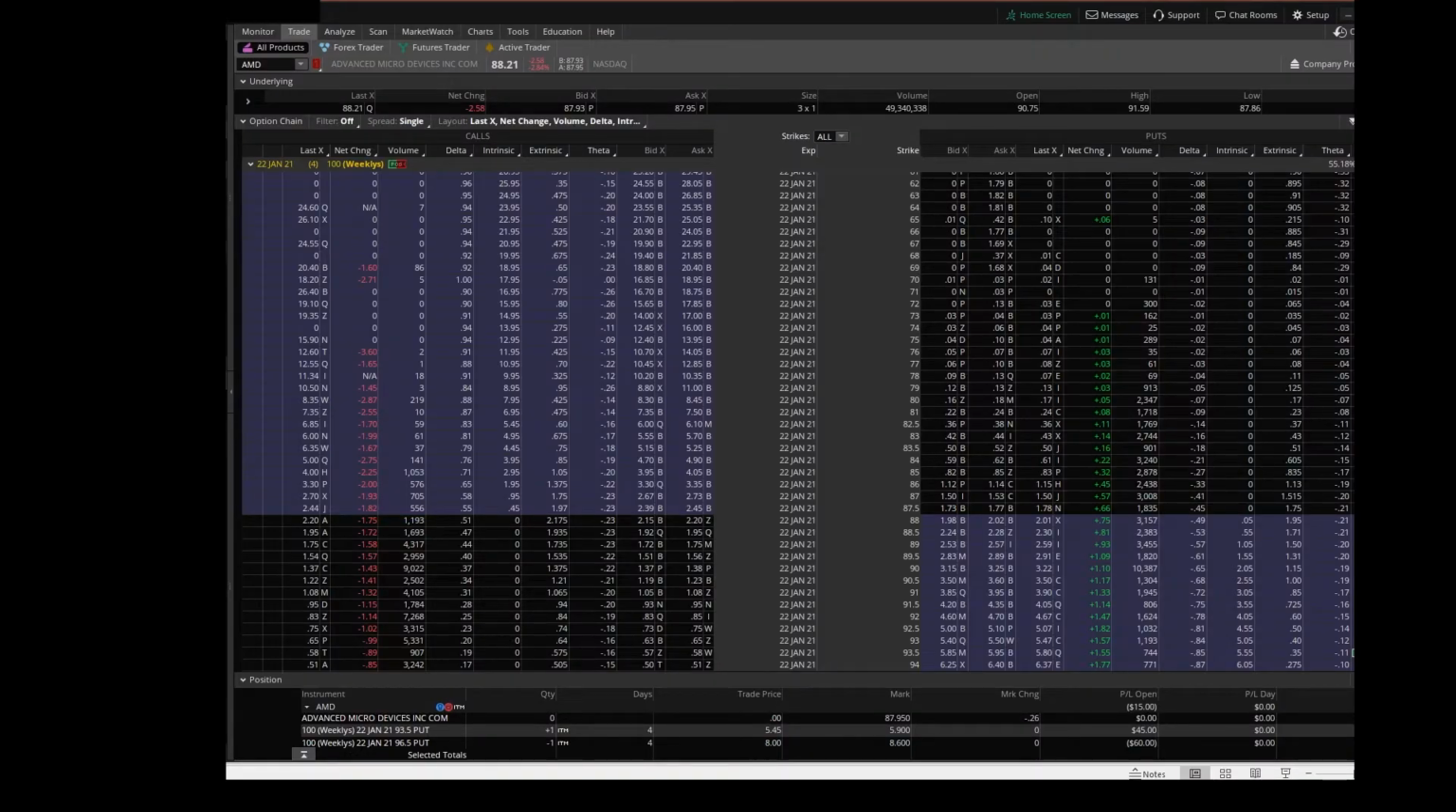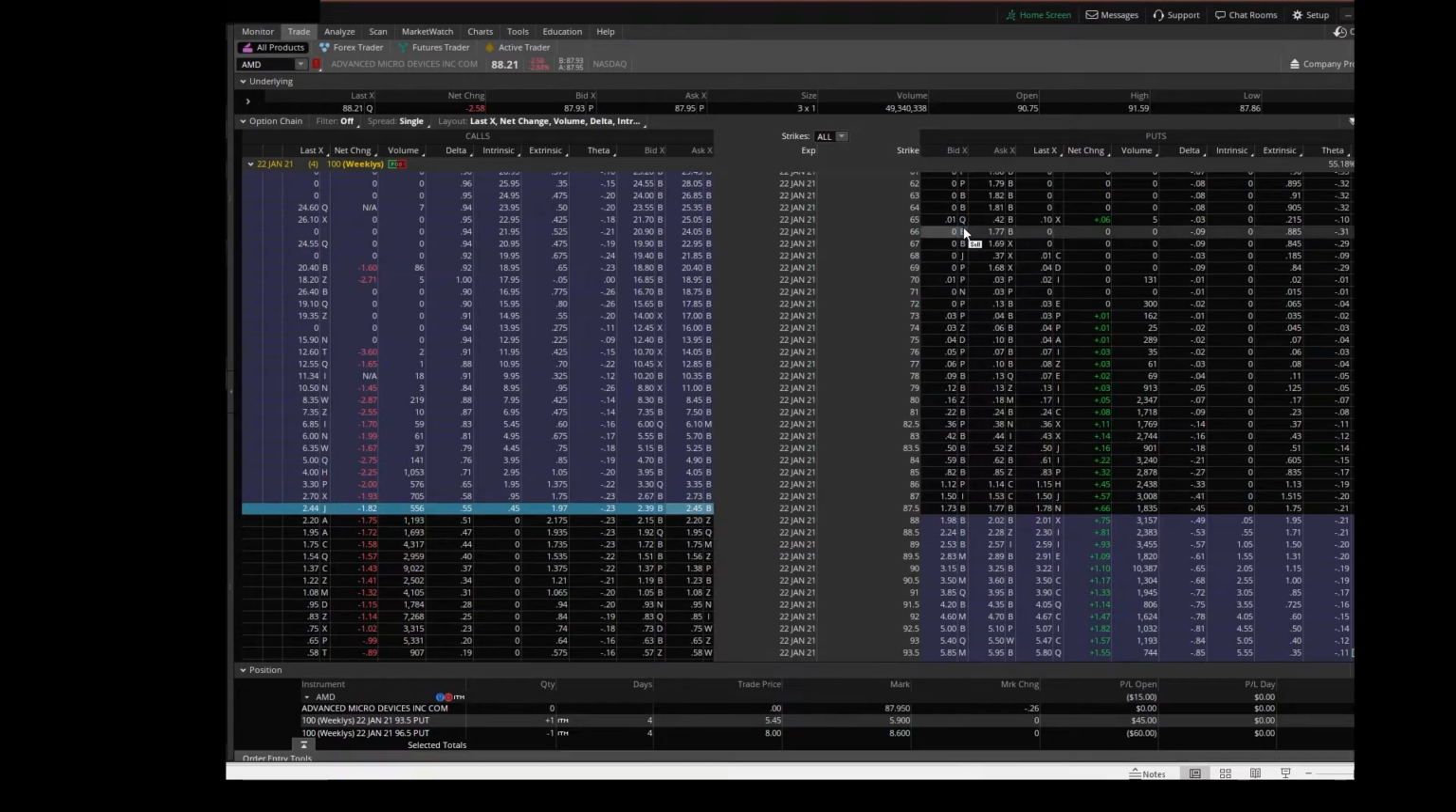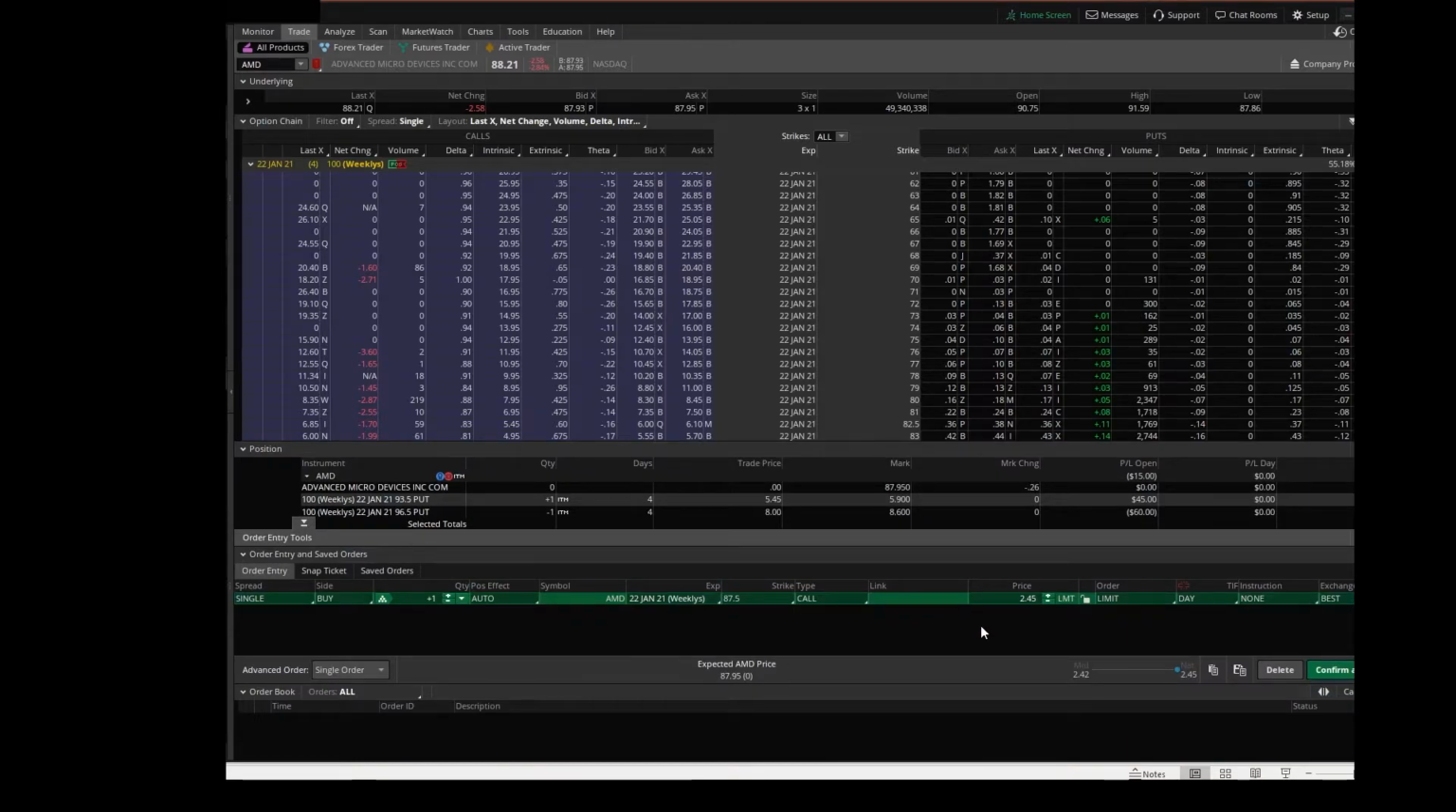Okay, so now that we have a better understanding of bid and ask price and how that translates to the call option P&L, let's take a look at the profile for the 87.5 strike long call. We right-click under the ask, then select buy single. We're presented with this order entry where we can see the details.